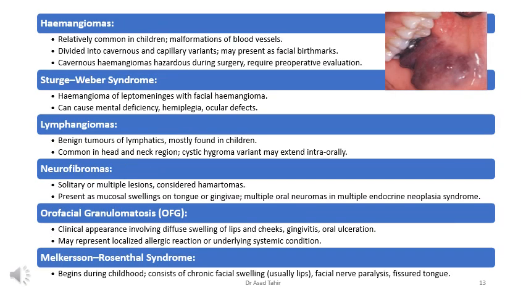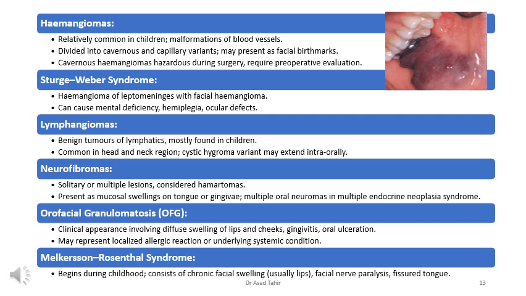Hemangiomas: relatively common in children, malformations of blood vessels. Divided into cavernous and capillary variants, may present as facial birthmarks. Cavernous hemangiomas are hazardous during surgery and require preoperative evaluation. Sturge-Weber syndrome: hemangioma of the leptomeninges with facial hemangioma. Can cause mental deficiency, hemiplegia, and ocular defects.